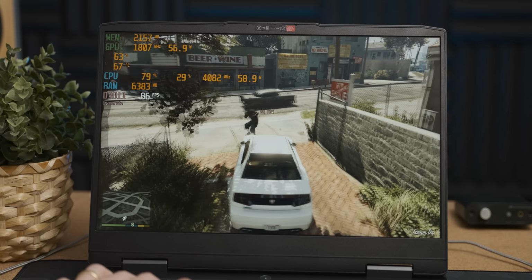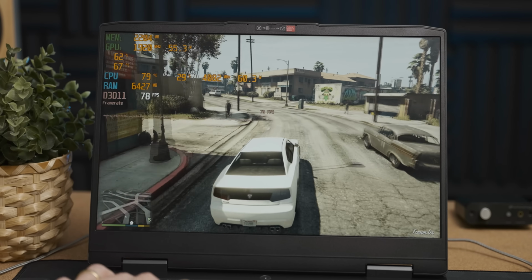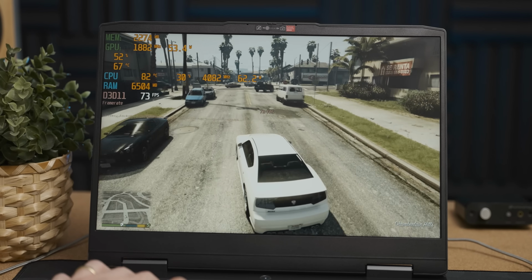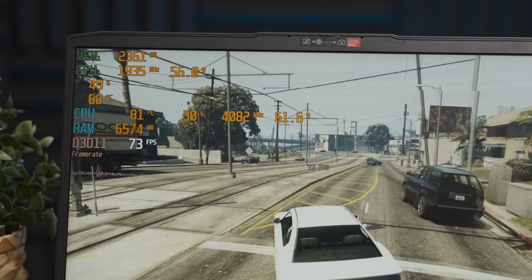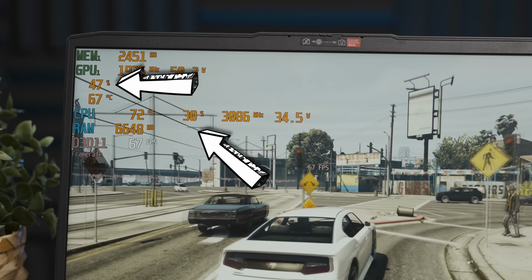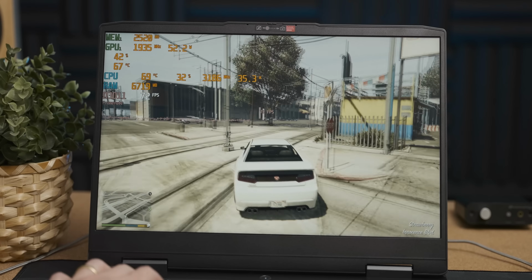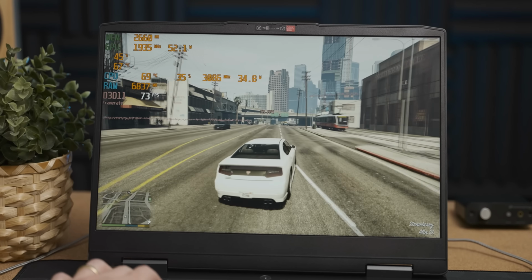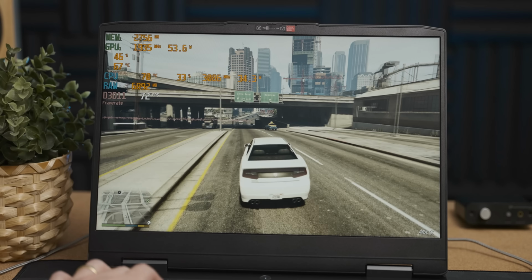Now with GTA 5 running at 1080p high settings, it's not running as well as I was expecting here. Although, when we look closer, we can see that the GPU and the CPU aren't doing a whole lot, which means the culprit is most likely the RAM configuration, as is always the case. But don't worry, we'll test that later on in the video.